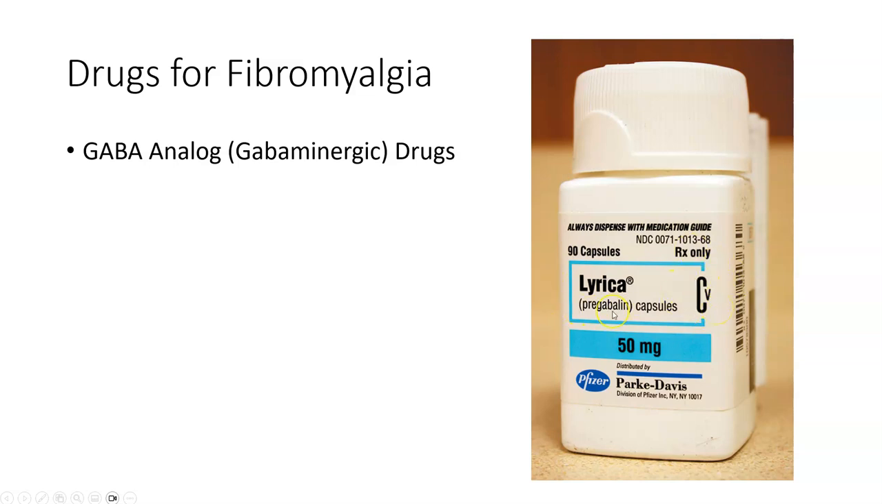Not all GABAergics are controlled substances. But your benzos are also considered to be a GABAergic drug. So those are all C4s. So many of them are controlled substances. But again, with a GABA drug or a GABA analog, you're going to look for that GABA somewhere in that drug name. And this is going to help calm down that pain in the spinal cord receptors.